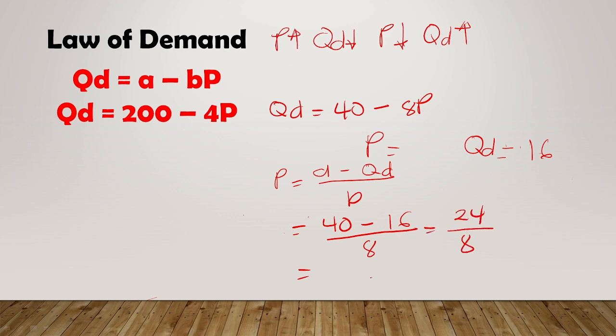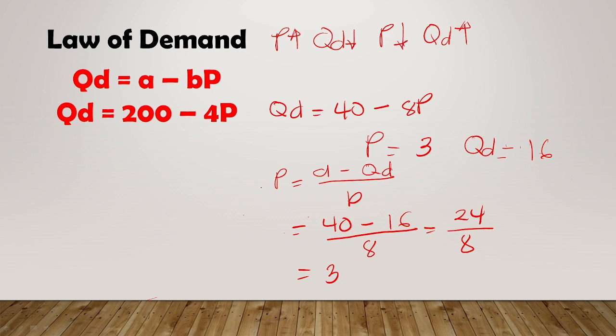24 divided by 8 equals 3. Our price now is 3. That's how simple it is. I hope this will help you in solving for the price and the quantity. So just take note of these things.